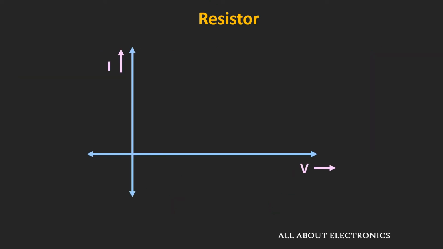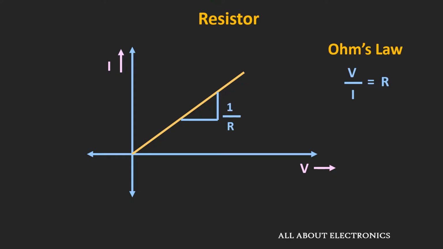Now this resistor is a linear element. It means that as we increase or decrease the voltage applied to the resistor, the current flowing through it will also increase or decrease, and the slope of this VI characteristic defines the resistance. The relationship between the voltage, current and resistance is defined by Ohm's law.